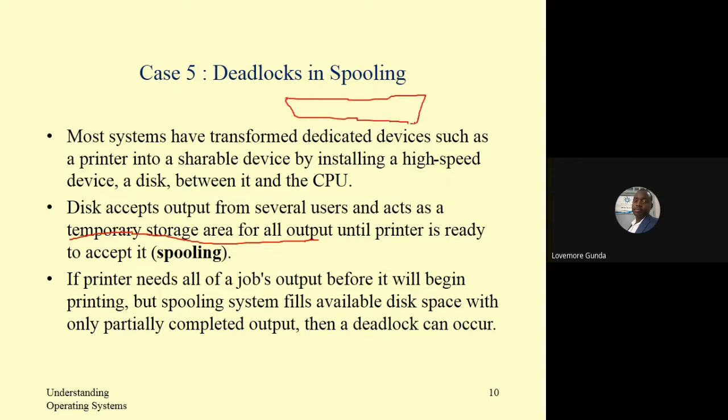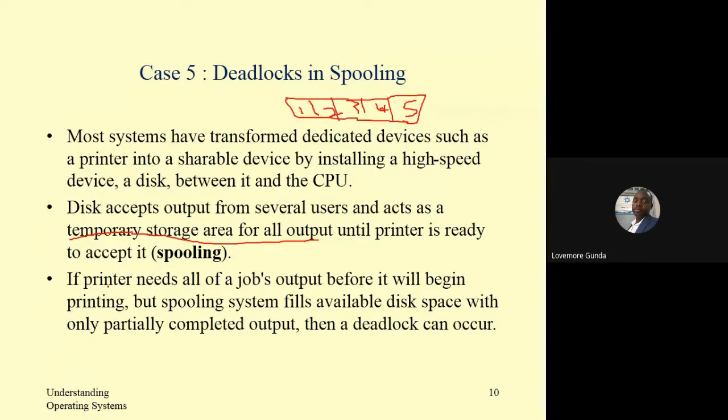You send file number one, it is put in the buffer. File number two is put in the buffer. File number three, file number four, right, and the like. So they hold the output from several users, right? If the printer needs all of a job's output before it will begin printing, but the spooling system fills the available disk with only partially complete output, then the deadlock will occur.